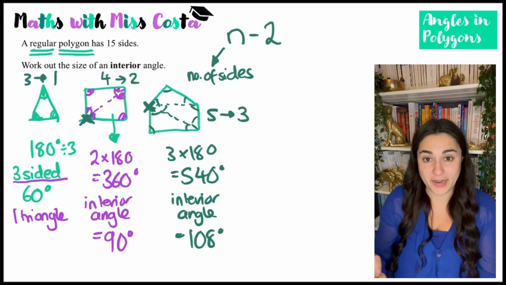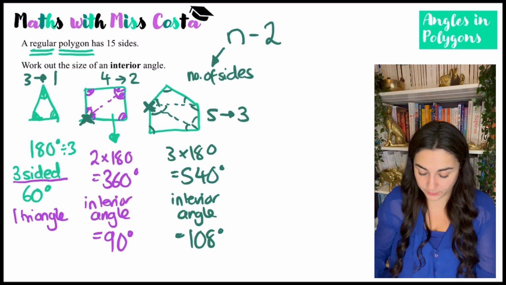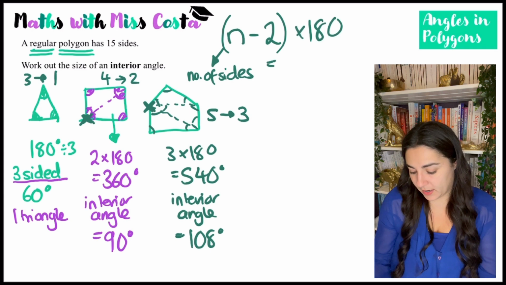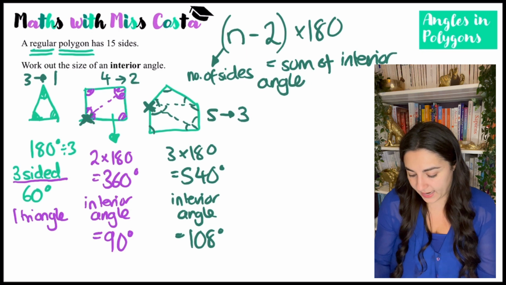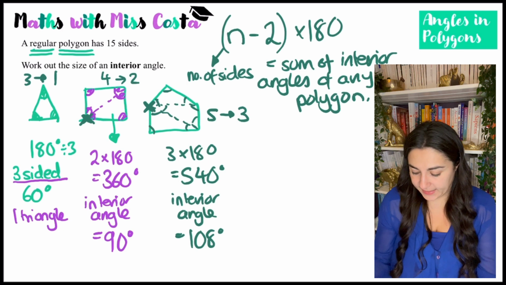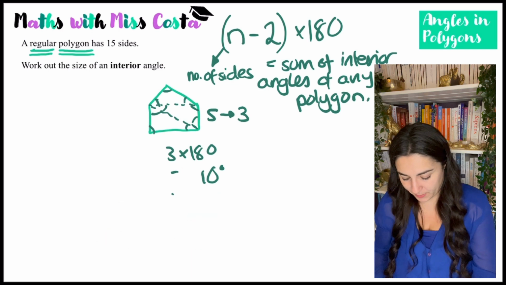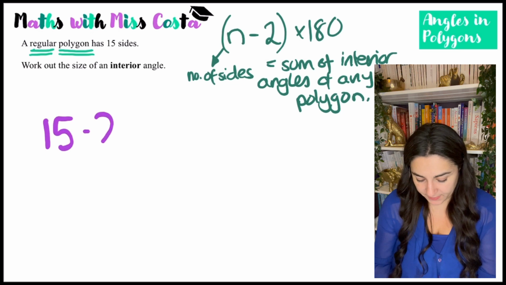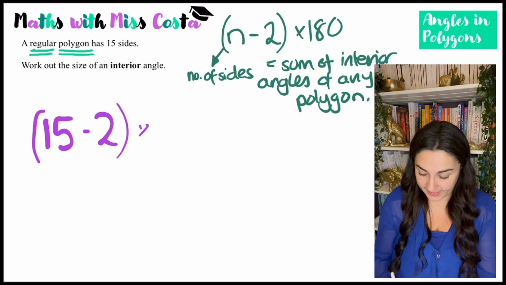And if we know how many triangles there are in a polygon, we multiply that by 180 to figure out what the angles must sum to inside of it. So n take 2 times 180 tells you the sum of the interior angles of any polygon. So in this case, what we'd need to do is substitute that. You can obviously just remember the formula, but it's good to know why and how things happen. So the number of sides is 15. So 15 take 2 means I'd be able to fit 13 triangles inside this 15-sided shape.